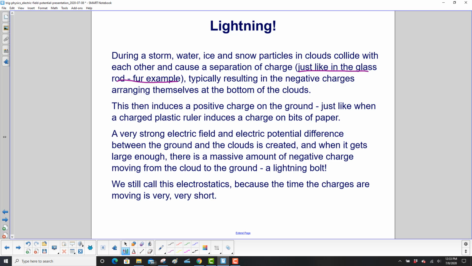A very strong electric field and electric potential difference between the ground and the clouds is created. And when it gets large enough, there's a massive amount of negative charge moving from the cloud to the ground, a lightning bolt. We call this electrostatics because the time the charges are moving is very, very short. Okay, you could say once they start moving then you have electric current, but the whole buildup is due to electrostatics.